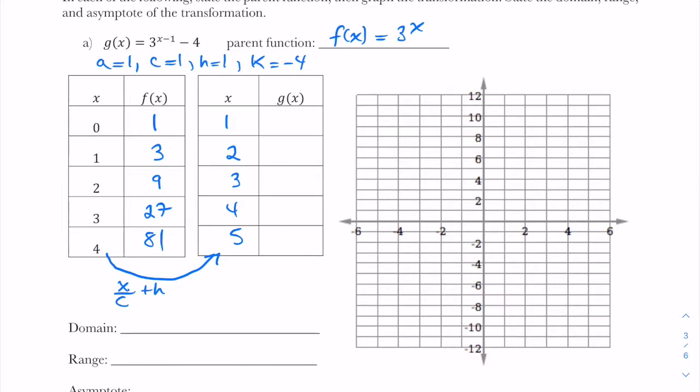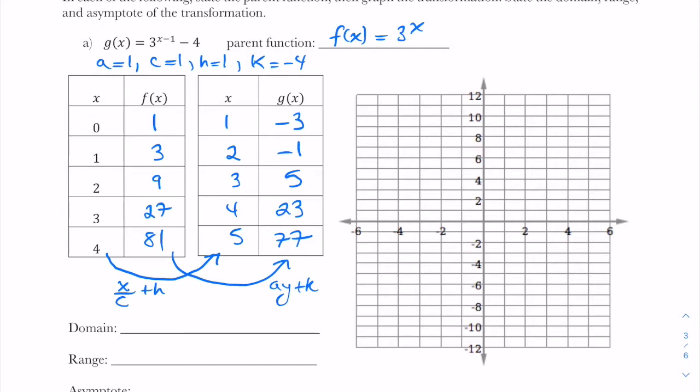Then, to get the new y values, we follow the mapping rule a times y plus k. So to get our new y values, we multiply the old y values by 1 and subtract 4. Because anything multiplied by 1 is itself, we just subtract 4 from all of the old y values. This is shown next. And now we can plot the points.